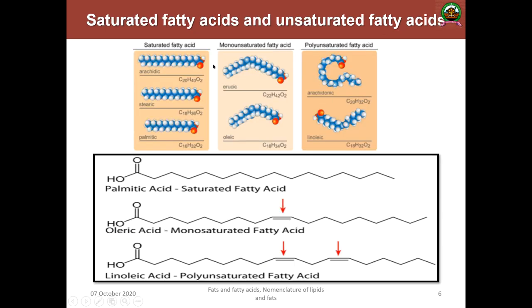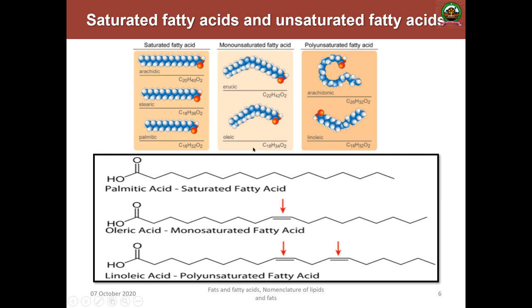Then these are some of the examples. The saturated fatty acids are mainly arachidic acid. This is the chemical formula. And stearic acid, palmitic acid, etc. So here you can see palmitic acid. This can be represented like this also: C double bond O, OH, and you can see the zigzag. This is the methyl group. Okay, alkane chains. Okay, so that is palmitic acid.